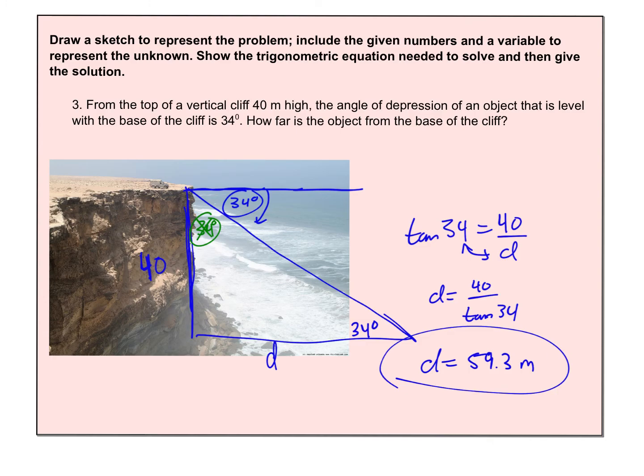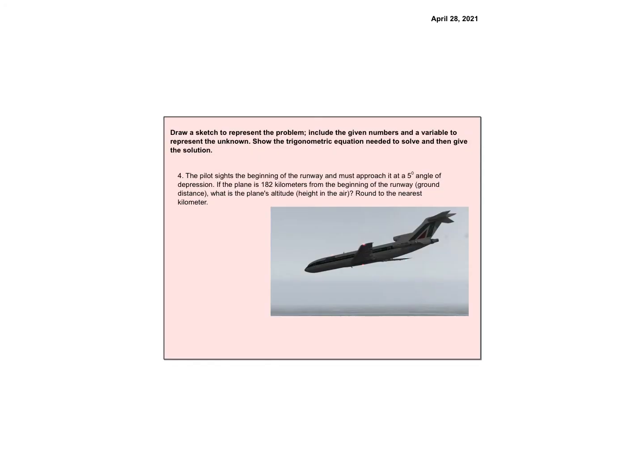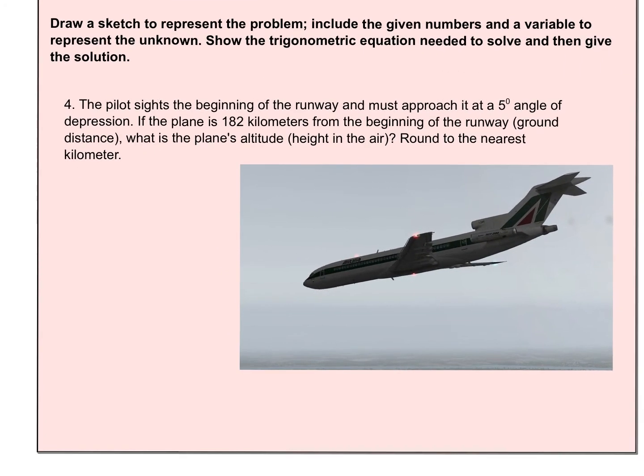Most of this battle is only in the setup. If you have your setup correct, then it's not too complicated. Okay, a pilot sights the beginning of a runway and must approach it at a 5-degree angle of depression. The plane is 182 kilometers from the beginning of the runway. What is the plane's altitude, height in the air? Round to the nearest kilometer.